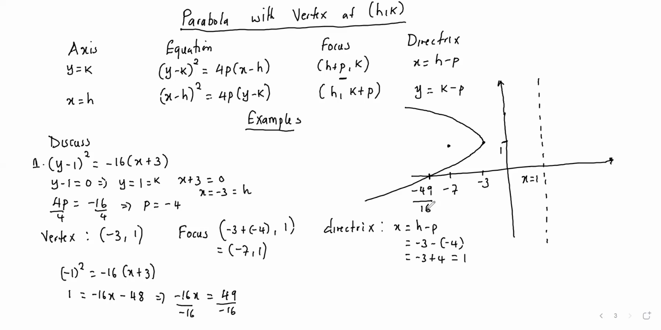Okay, so if that is the case, then we need to change the orientation of the graph. So we drew it before we could check the intercept. So it means that it has to be here, like that. So we'll have minus 49 over 16. Like that.